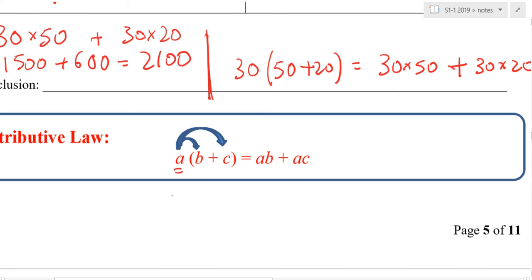What happens when I have A bracket B minus C? What do you think will be the answer? Can you write down your answer under the box?